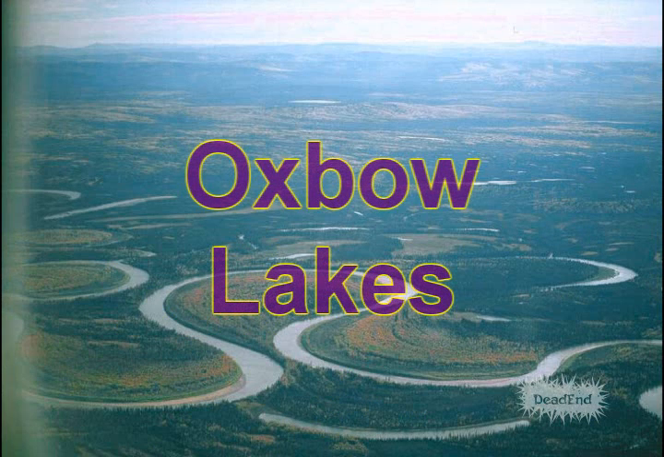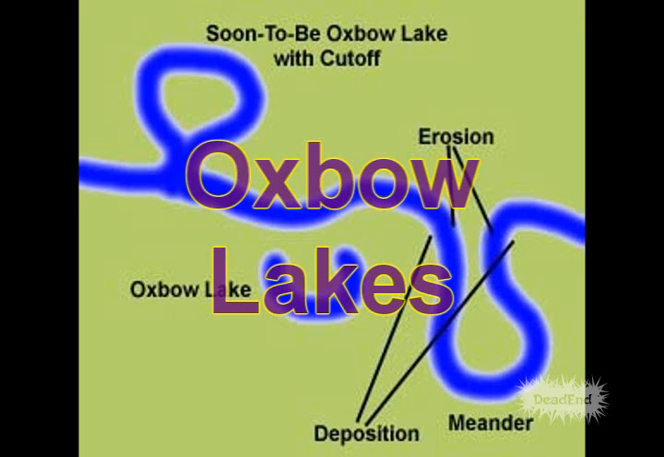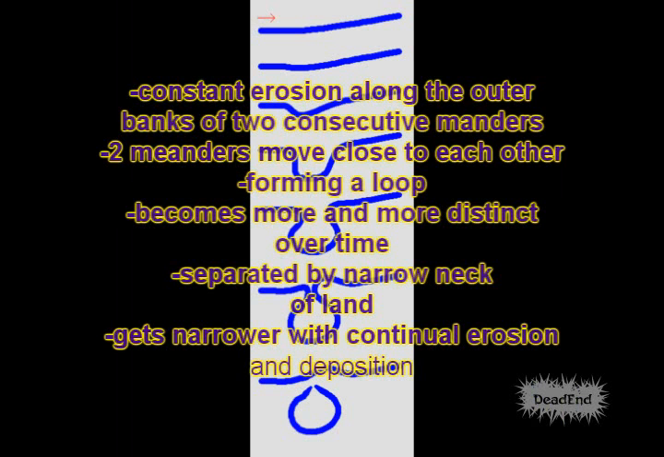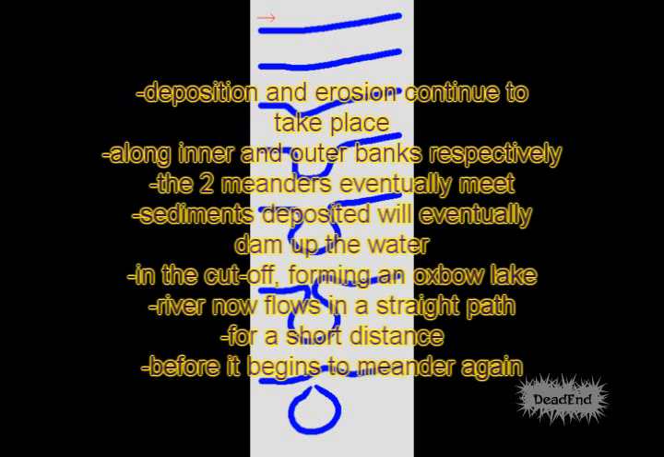Okay, for oxbow lakes. Meanders can become so distinct that they develop into another feature known as an oxbow lake. With constant erosion along the outer banks of two consecutive meanders, the two meanders move closer to each other, forming a loop. Over time, the loop becomes more distinct and is separated by a narrow neck of land. This neck gets narrower with continual erosion and deposition. As deposition and erosion continue to take place along the inner and outer banks respectively, the two meanders eventually meet. The sediments deposited will eventually dam up the water and cut it off, forming an oxbow lake.